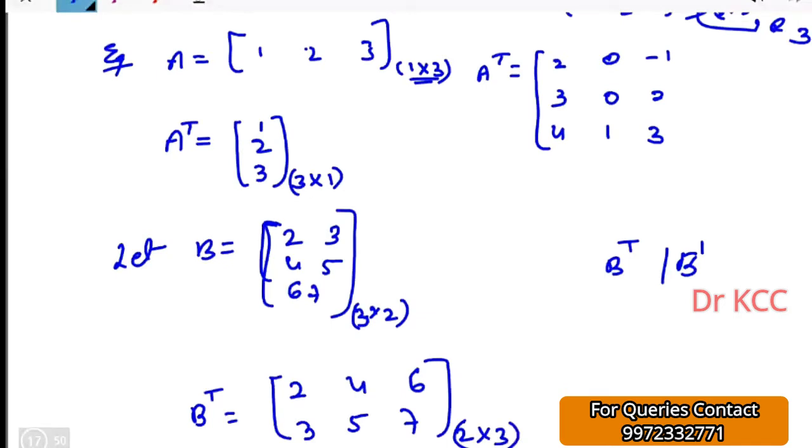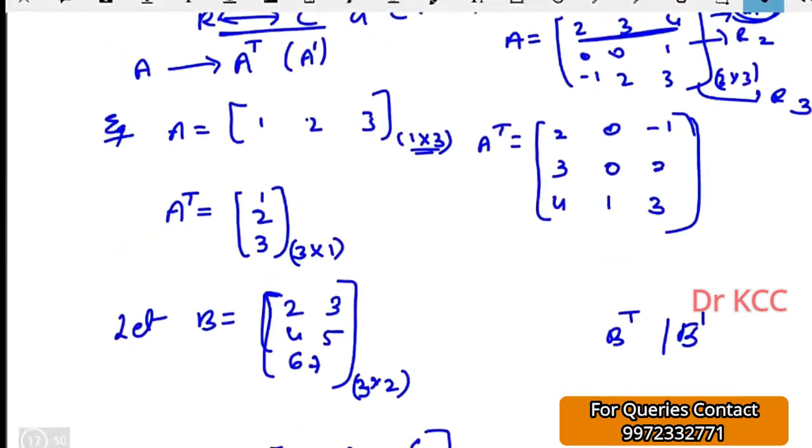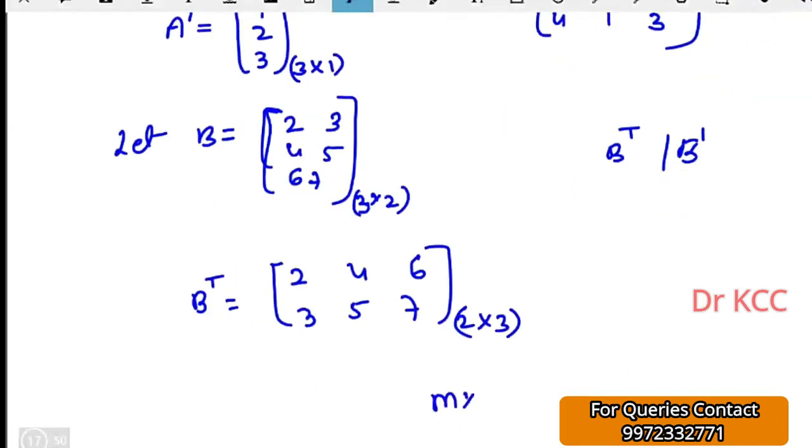They will ask you this in CET or JNL questions. What happens when a row matrix is transposed, or the transpose of a row matrix? The transpose of a row matrix becomes a column matrix. In the same way, the transpose of a column matrix is a row matrix. Now, one more question. If a matrix is of order m into n, then what is the order of its transpose? That is n into m.